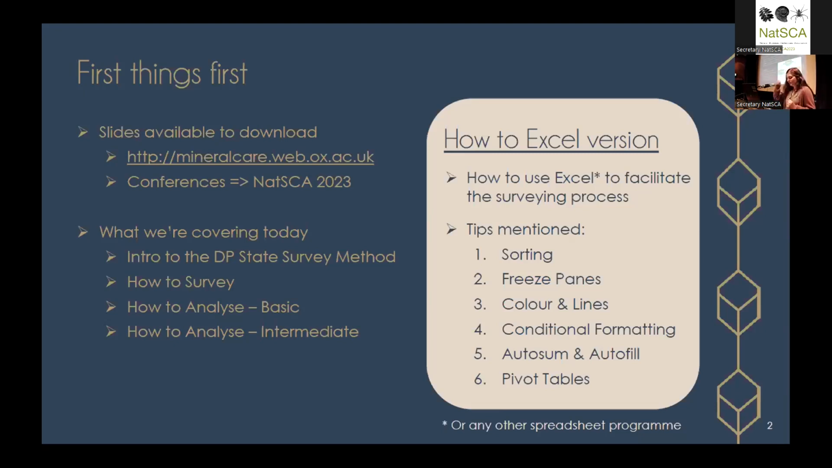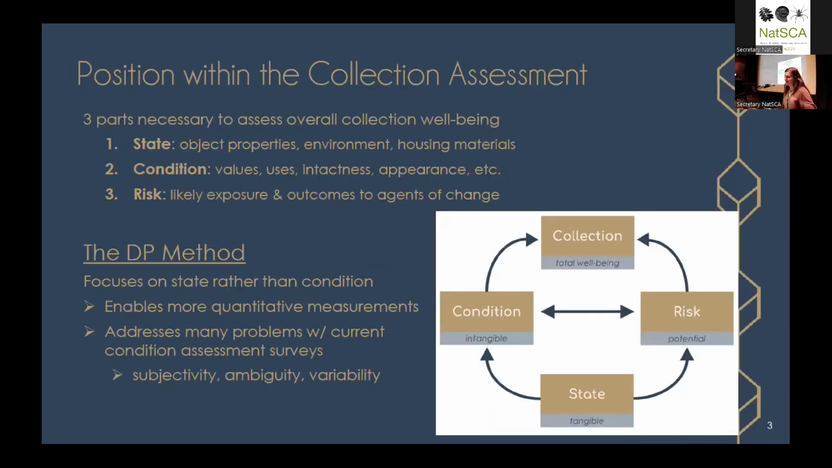So second thing second, there are 3 parts to assessing a collection's well-being: state, condition, and risk. Previous methods often conflate state and condition, which complicates data collection due to insufficient delineation between a collection's tangible and intangible properties. The DP method, however, focuses solely on state and any changes to it. This allows for more quantitative data to be collected.